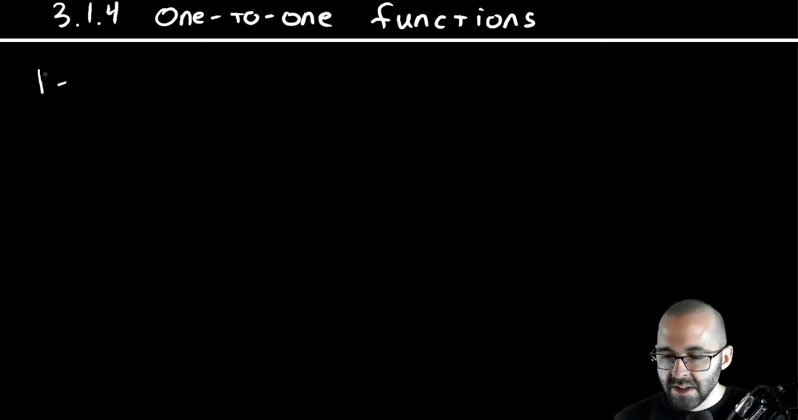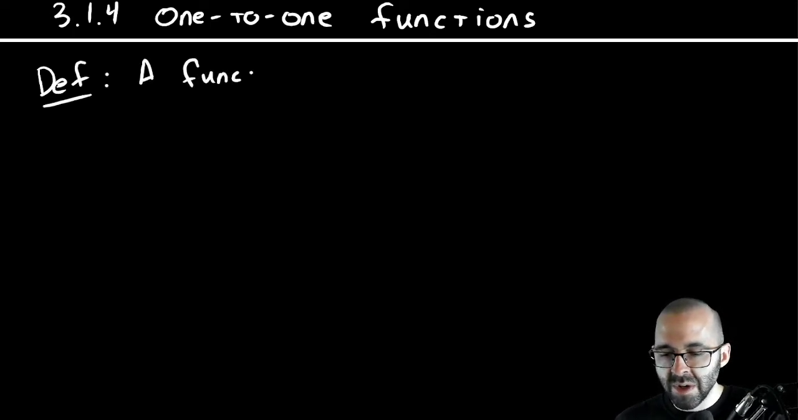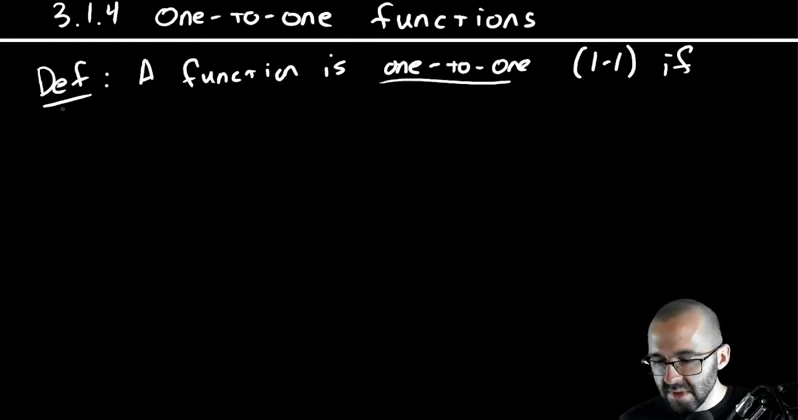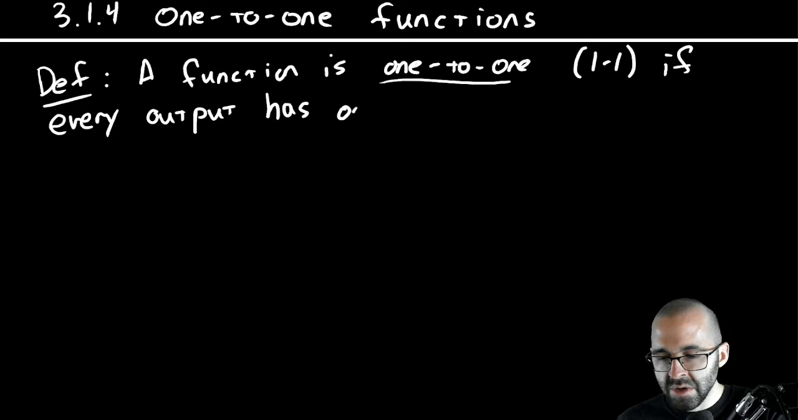Okay, the definition might seem a little familiar. Okay, a function is one-to-one. And a lot of times we'll abbreviate that. Function is one-to-one, often abbreviated one-to-one like that. It's one-to-one if every output has only one input.